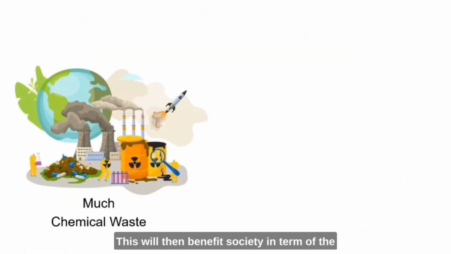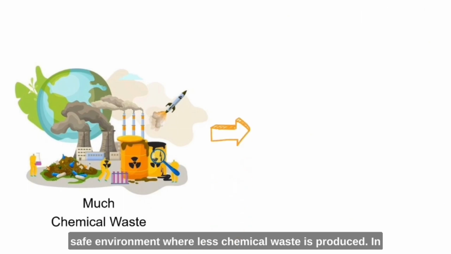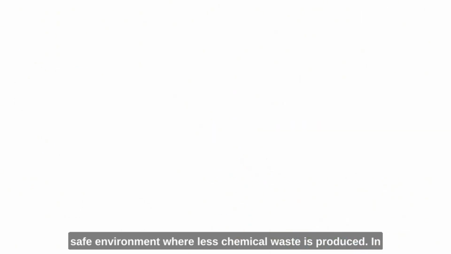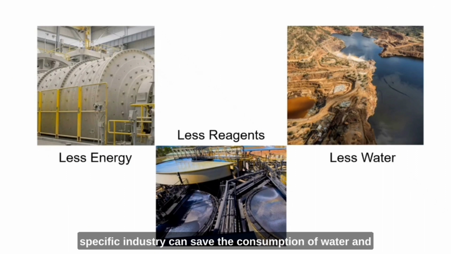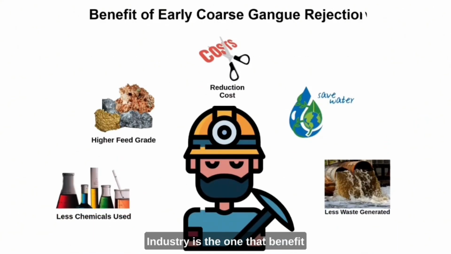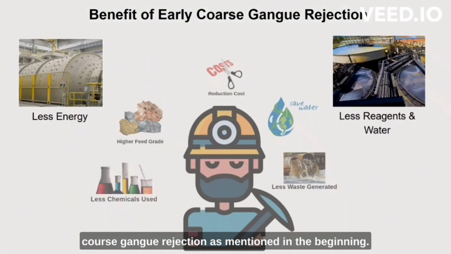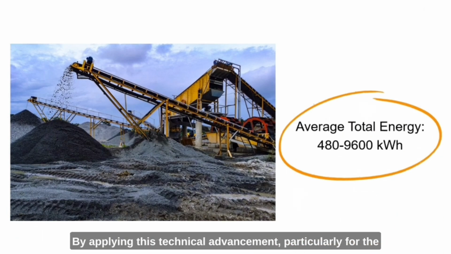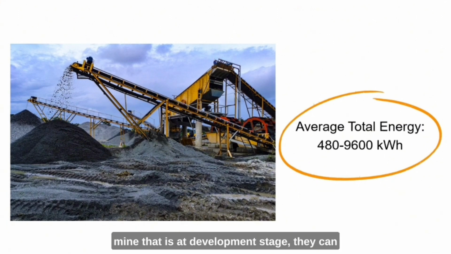This will then benefit society in terms of a safe environment where less chemical waste is produced. Specifically, industry can save water consumption, and emissions could be reduced by 7% and 4%. Industry is the one that benefits a lot from this project. They are not only getting the benefit of early coarse gangue rejection as mentioned in the beginning. By applying this tactical advancement, particularly for mines that are at the development stage, they can remove the tertiary crushing circuit, which saves at least 480 to 9,600 kWh.